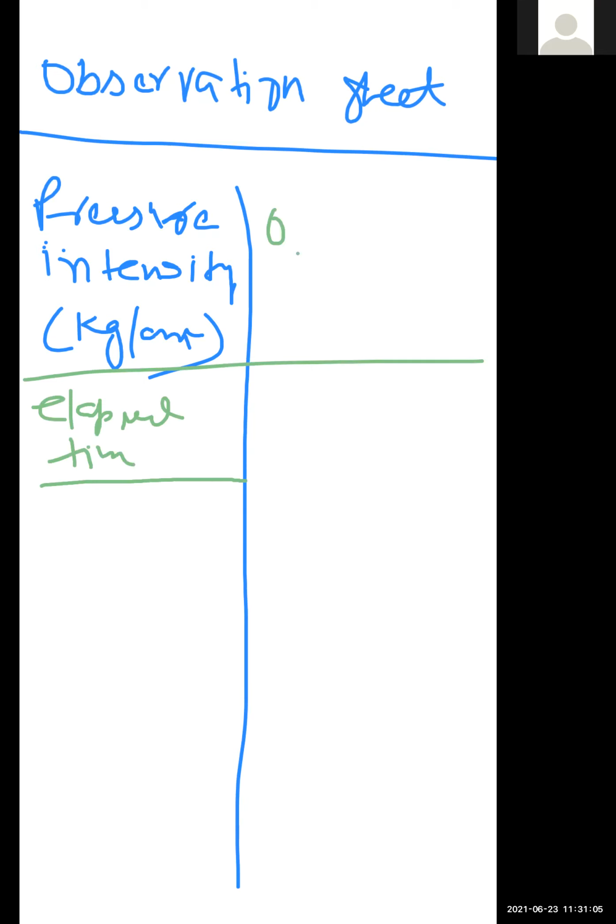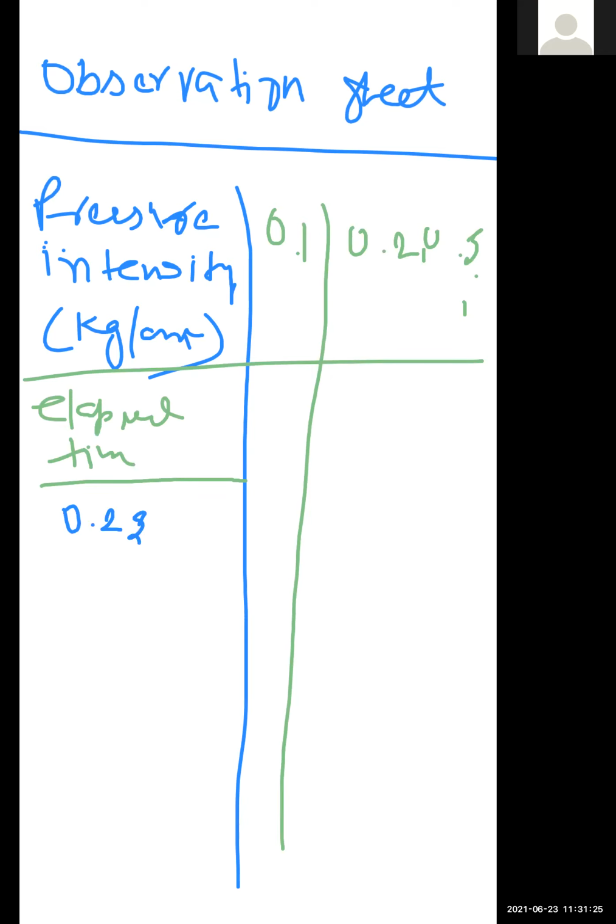So load applied is 0.1, 0.2, 0.5, 1, 2, 4 and 8 kg per centimeter square, and time elapsed is 0.25, 1, 0.5, 4, 6.25, 9, 16, 25. So these are the time elapsed.